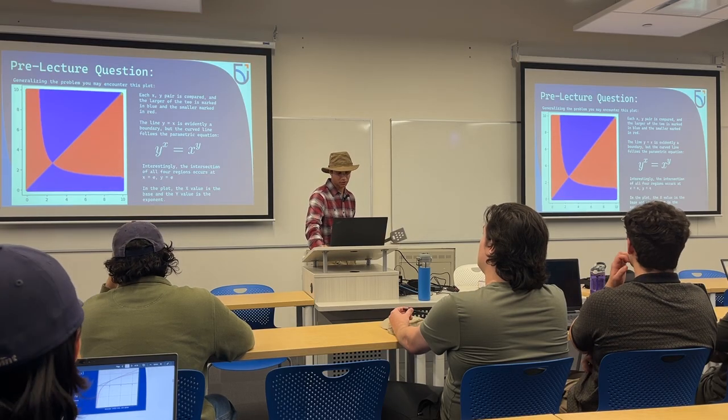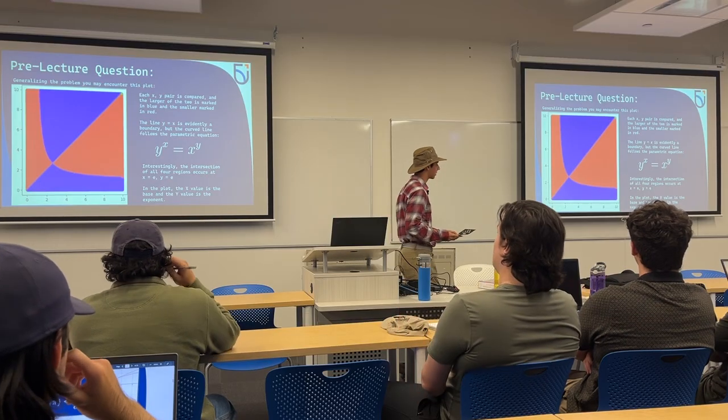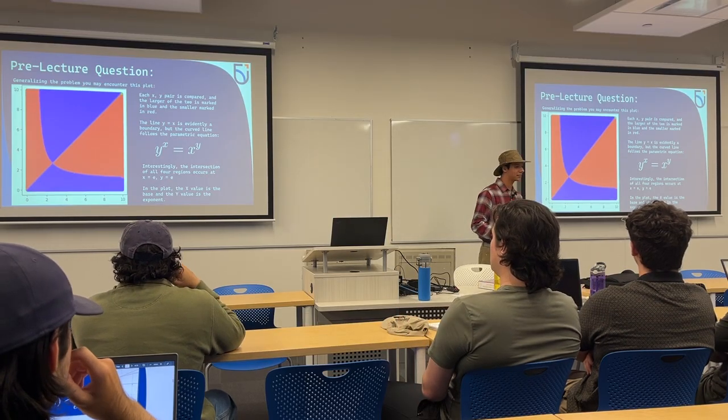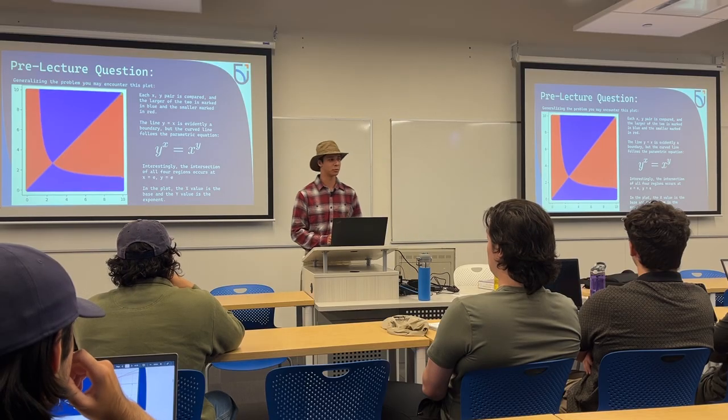Of course, this intersection point is very interestingly at Euler's number for x and y. If anyone can tell me why, I don't know, maybe I'll talk to Dr. Liu about giving you bonus points.